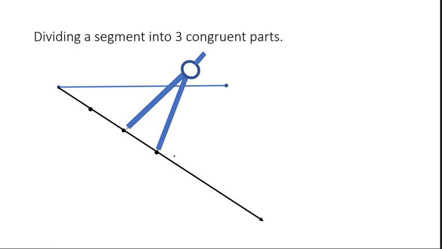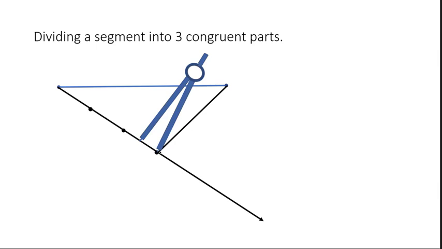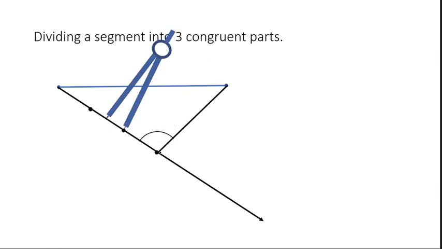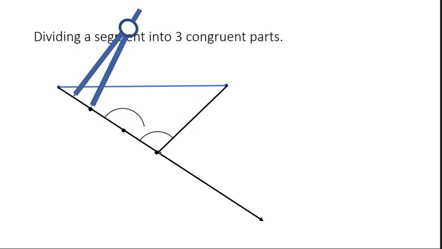From here, we're going to connect this last point with the other endpoint of the segment. Then we're going to create parallel lines to this segment we just created. To do that, we take the compass on this point and create an arc like that, and then we do that for each of these points. Create an arc, pick it up, move it over here, create another arc from that point.